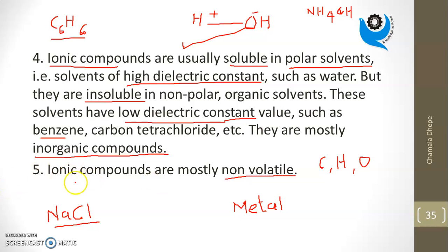But your ionic compounds, how are they? Ionic compounds are non-volatile. Non-volatile means which do not vaporize easily. They remain as they are at room temperature. Okay, have you seen your NaCl, that is common salt, which you use in your kitchen, whether it is vaporized? No. Why? Because it is non-volatile.